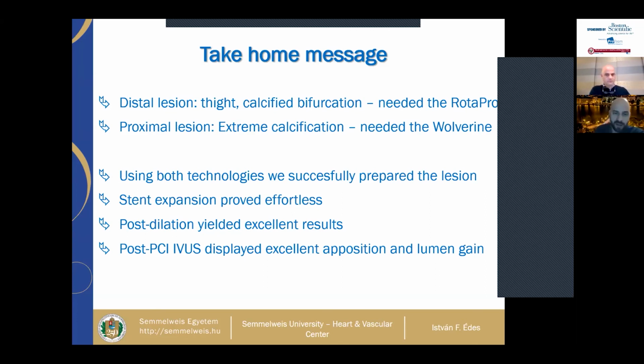And we had a very nice gain of lumen after the procedure. Post-PCI IVUS displayed an excellent apposition of the stent.